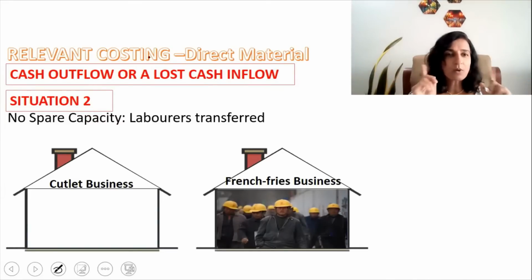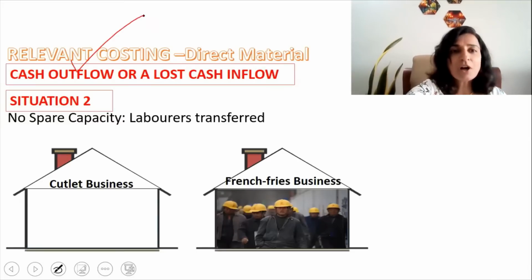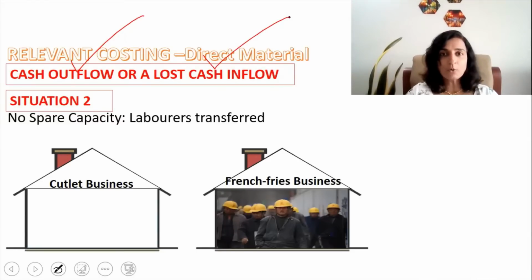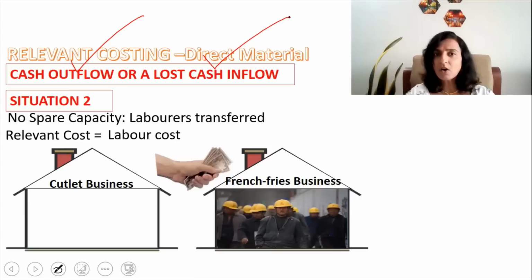Always put in mind, relevant cost is nothing but cash outflow or a lost cash inflow. So first we will take the cash outflow part. Cash outflow is nothing but the direct labor cost paid. Even if they are working in the French fries business, they will not work for free. We will have to pay them salary. We will have to pay them wages. So what is the relevant cost? Relevant cost is the labor cost actually paid to the laborers.